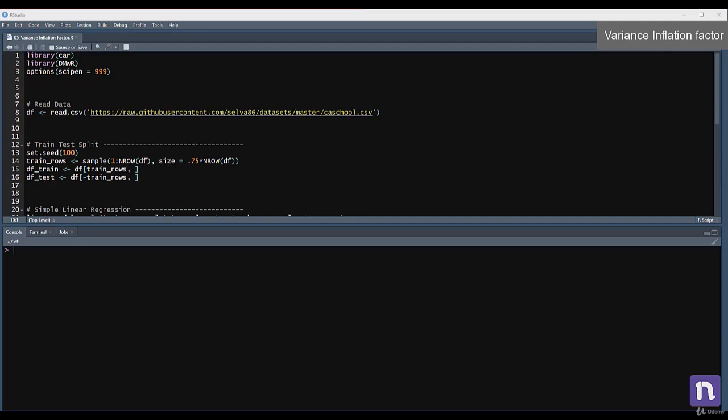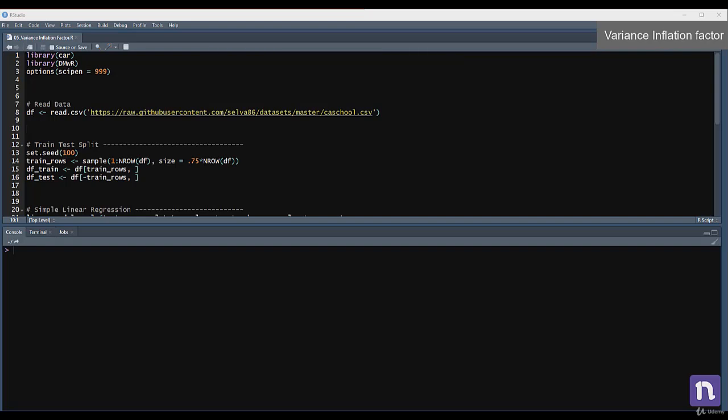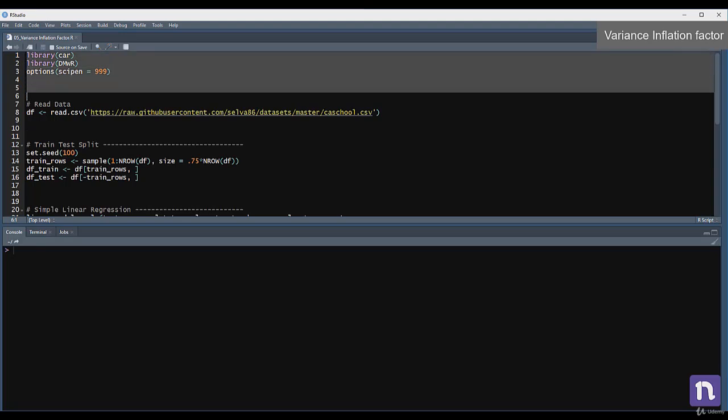One of the assumptions of linear regression is that there should not be any multicollinearity amongst the x variables in the model. Computing the VIF, also called the variance inflation factor, is one of the very common ways of detecting multicollinearity in the model. Let's continue to work with the CA school dataset.